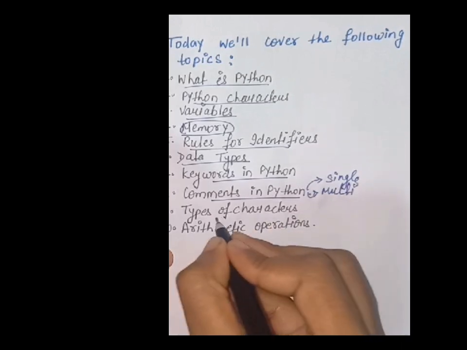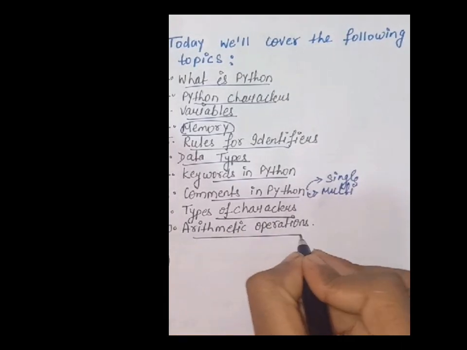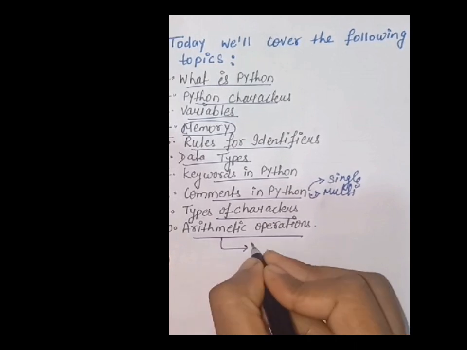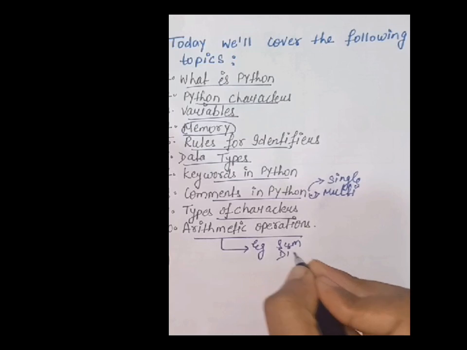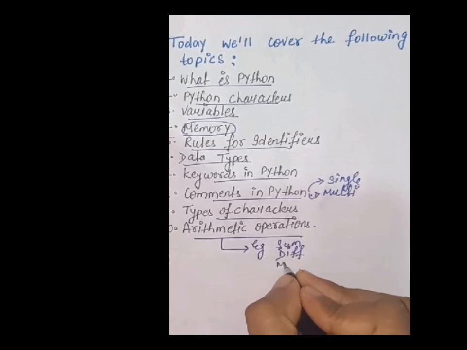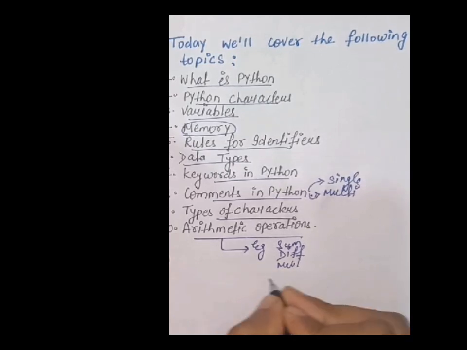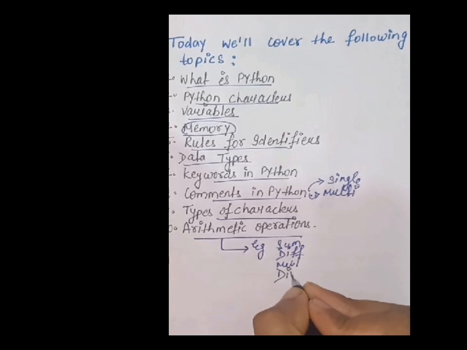Multi-line comments, types of characters, arithmetic operations, for example sum, difference, then multiplication, division, etc.